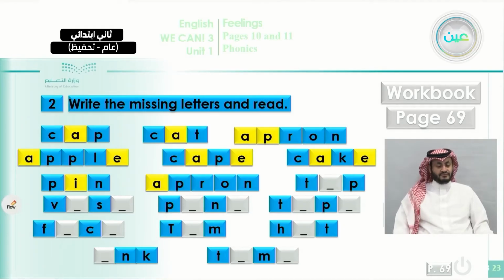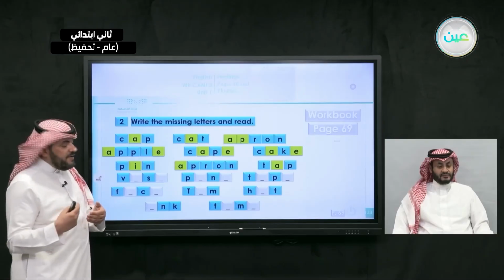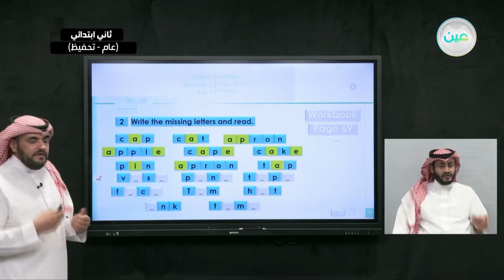We can say apron also. And here we have tap. You see here, tap. We pronounce it with a short A sound. But if there is an E at the end, we say tape. Okay?